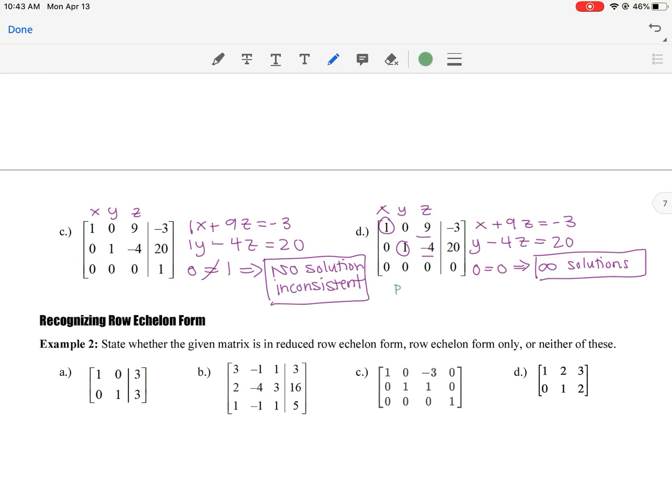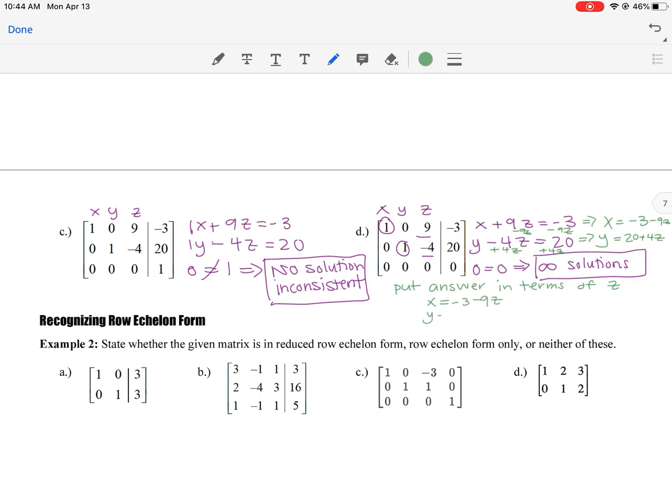So if we wanted to say, hey, infinite solutions is technically the answer, but sometimes they say, hey, these infinite solutions all take the form of, so we'll say, put answer in terms of z. It means we want to set x and y equal to something in terms of z. So if we look at this top equation, I could subtract 9z on both sides, and I'd have x equals -3 minus 9z. Then on this one, I could add 4z to both sides, and I'd have y equals 20 plus 4z.